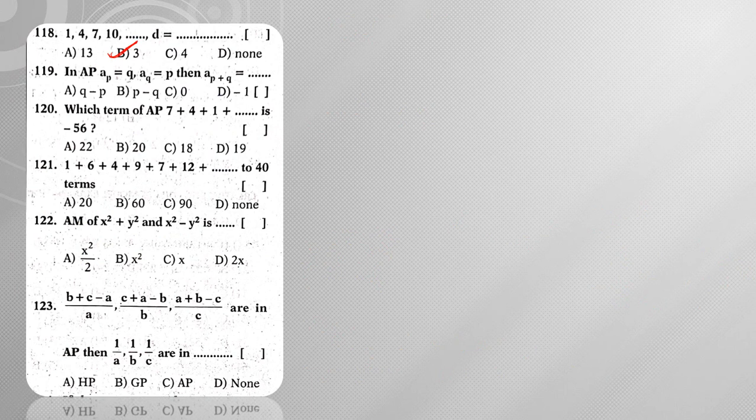Next, in an AP, ap is equal to q and aq is equal to p. Then what is the value of a(p+q)? Now what is the meaning of ap? Here it is given ap is equal to q. So ap means the pth term. The pth term I can write as a plus (p minus 1) into d, which is represented as q. And next, aq is equal to p. So aq means a plus (q minus 1) into d, which is equal to p.